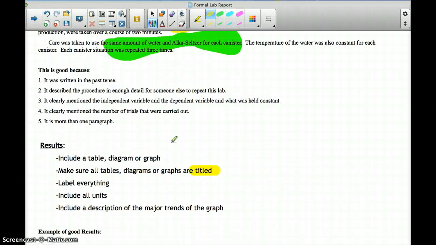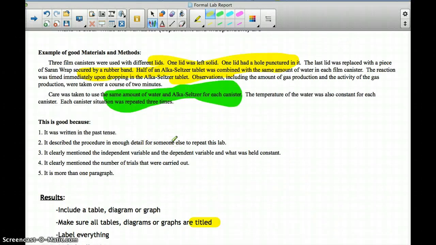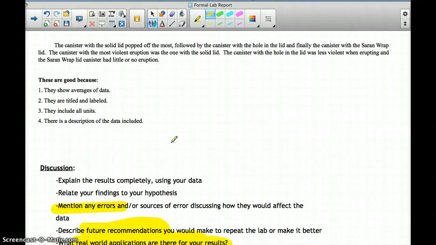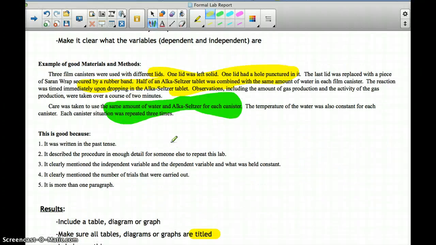I believe for homework you guys are going to be writing the materials and methods and the results, possibly the discussion, depending on how far we get in class.